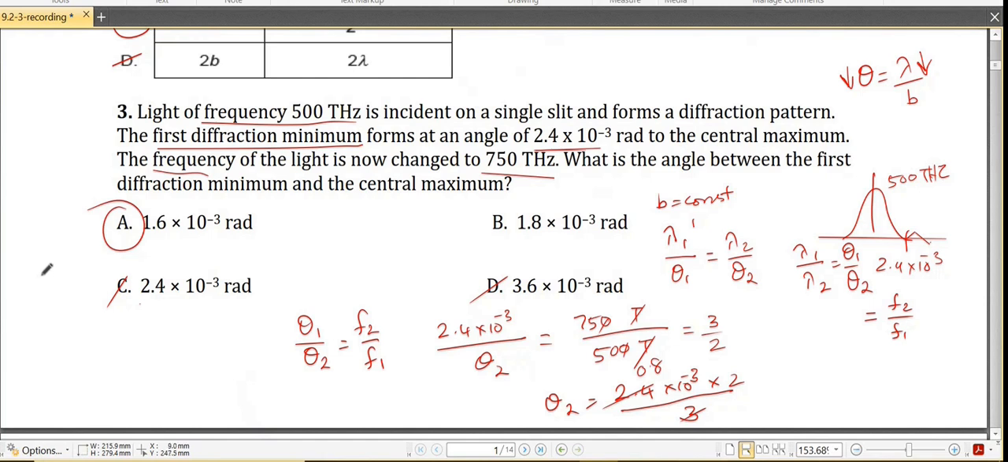I hope it's clear for you. Review it once again. The relation between theta 1 upon theta 2 for lambda is lambda 1 upon lambda 2, and it's equal to F2 upon F1. This equation is not there in the data booklet, but if you remember it, you'll be able to solve any question like this wherever the wavelength is changing.